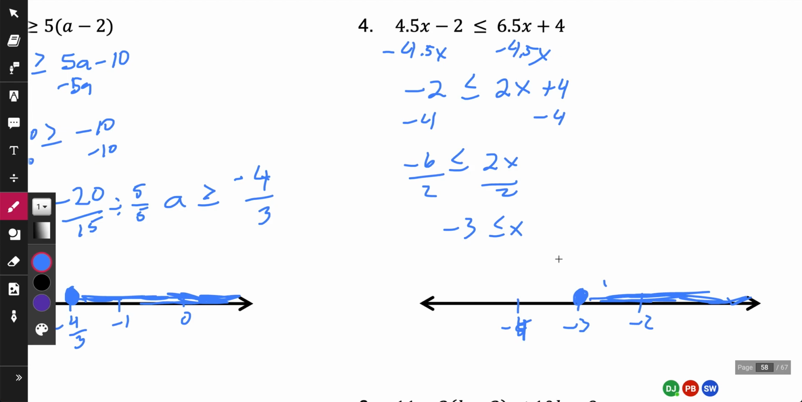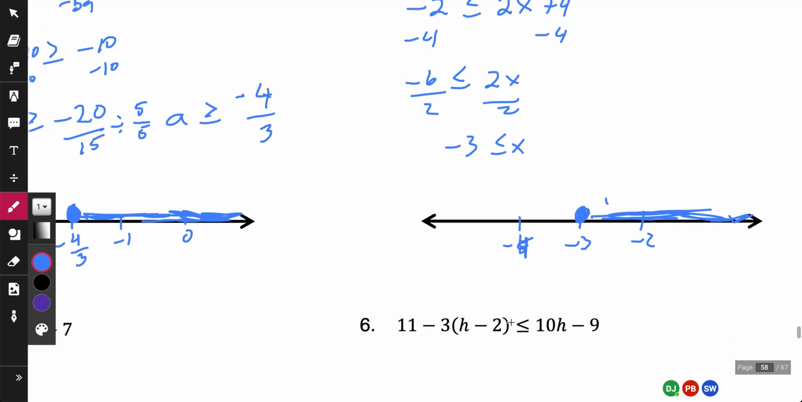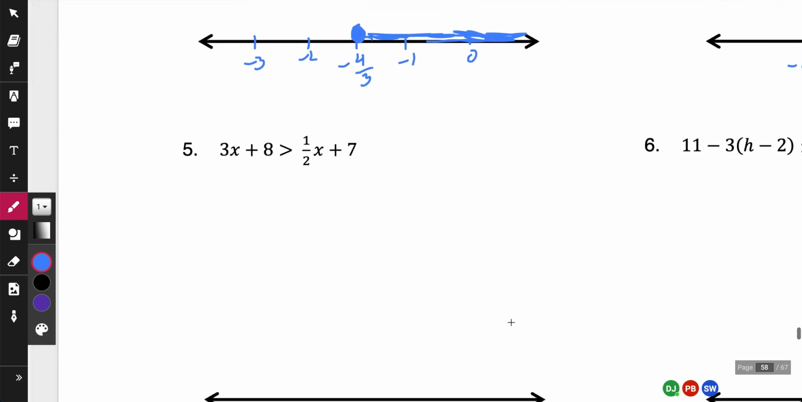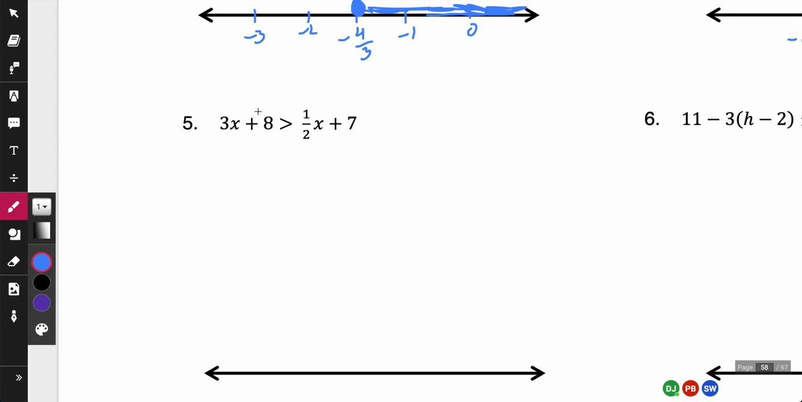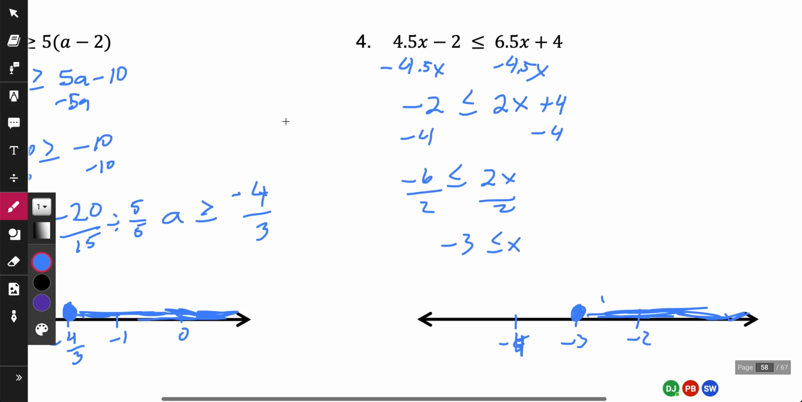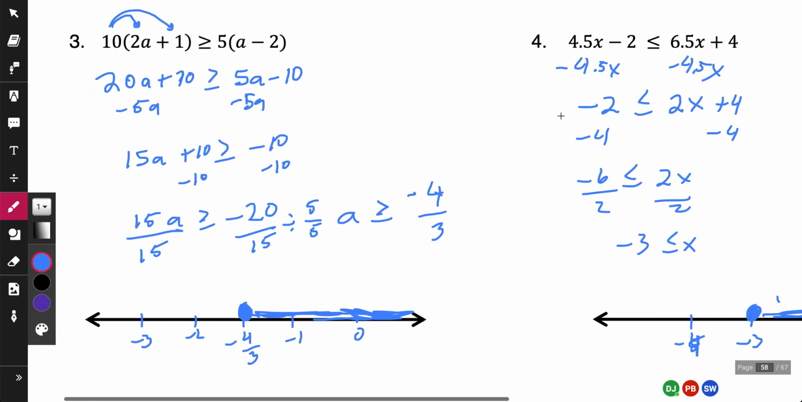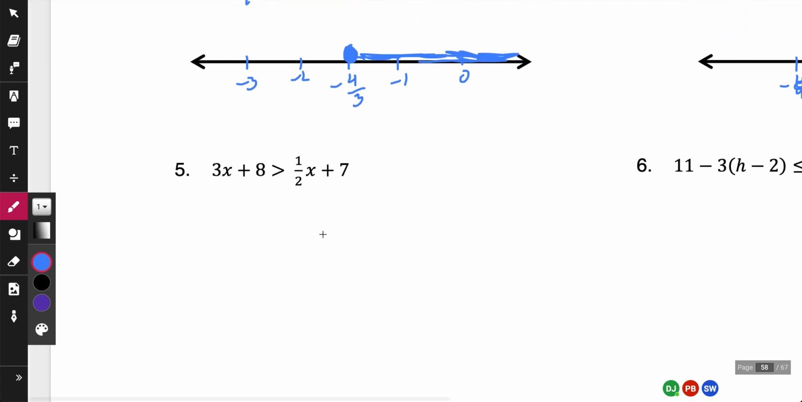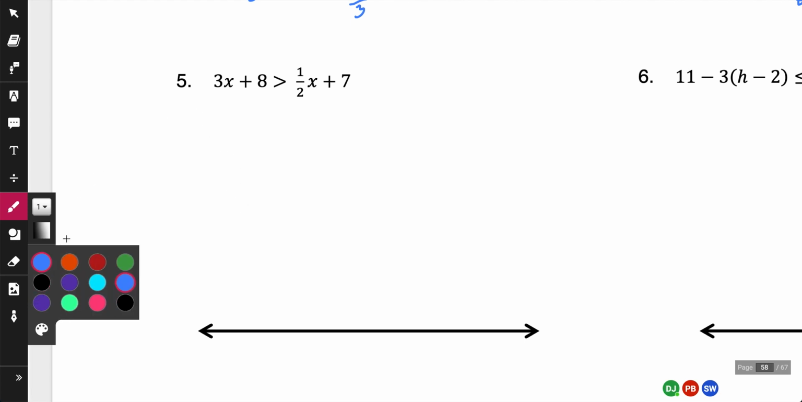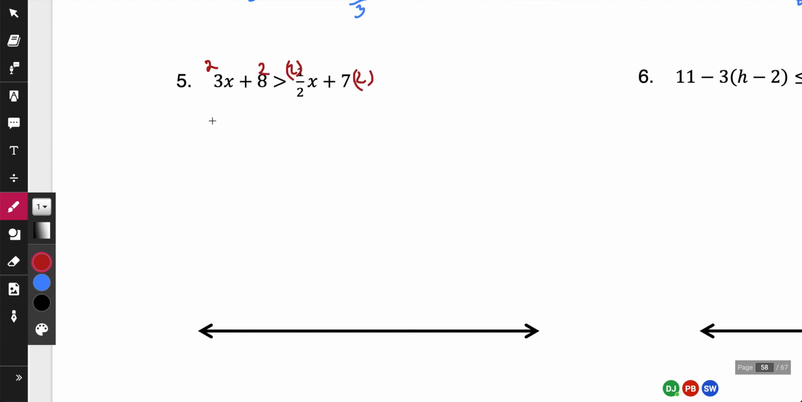Okay, next thing we're going to do is look at this one right here. Now, number 5 has a fraction in it, and there's nothing I can really combine that fraction with that would get rid of the fraction. Meaning over on number 4, I didn't choose to do a decimal buster because when I subtracted 4.5x on both sides, I would have just a 2x with no decimal remaining. But that would not be the case on number 5. So what I would do here is multiply everything by 2. This would give me 6x plus 16 is greater than 1/2 of 2, which is 1x plus 14.